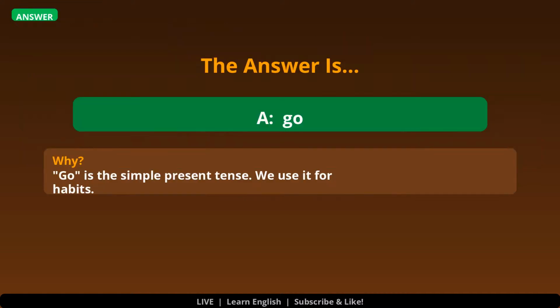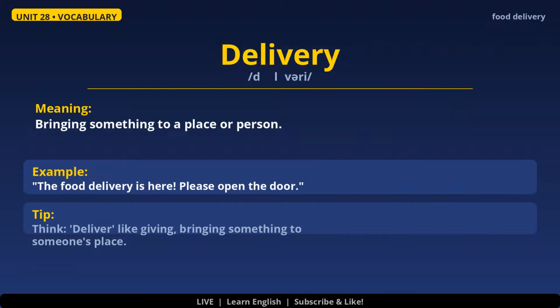And the correct answer is option A, go. Go is the simple present tense. We use it for habits. Great job if you got it right. Let's continue learning. Time for vocabulary.